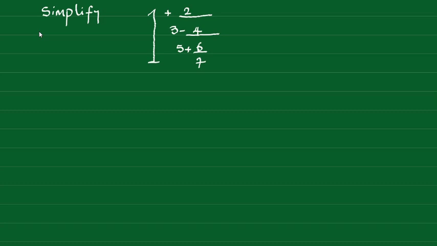So I have this question from JAMB 1981, question 46, where we are asked to simplify 1 plus 2 divided by 3 minus 4 divided by 5 plus 6 divided by 7. So let's jump into this quickly by writing the solution.